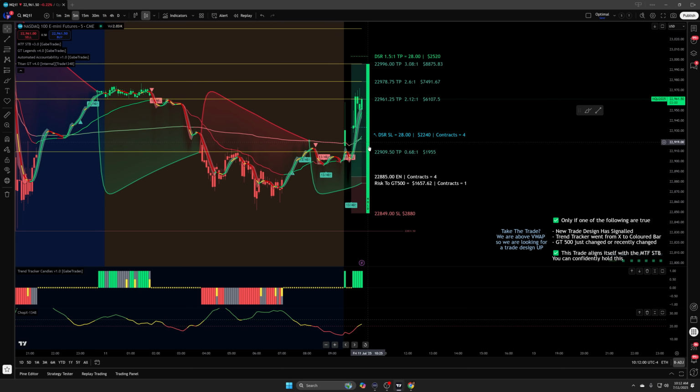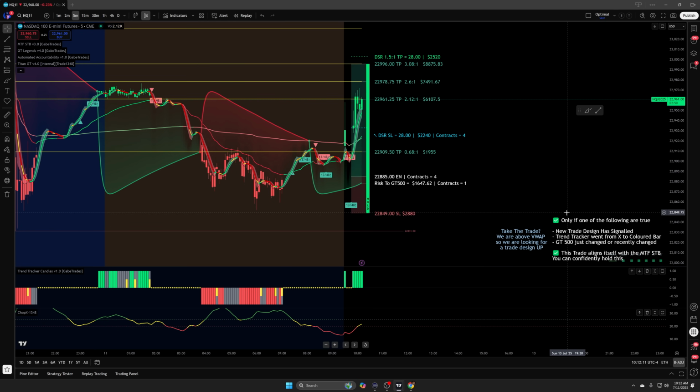We have our reward box here in green. Again, you're not being misguided in the trade. We are showing you thoroughly what this trade is. And then we have trend tracker went from X to a colored bar. So you see, we have our customary colored bar here, market open because of extreme volatility.